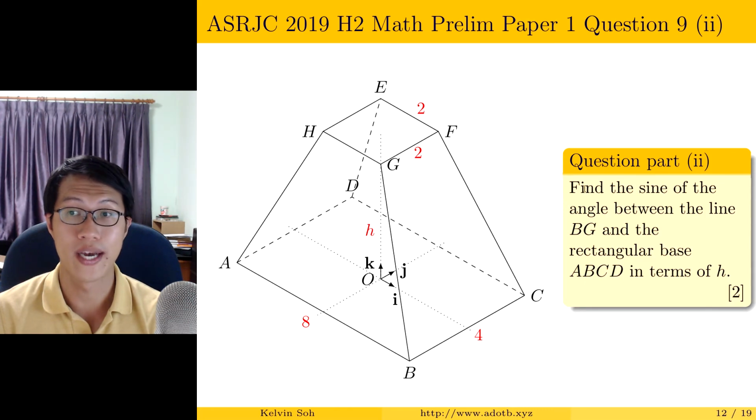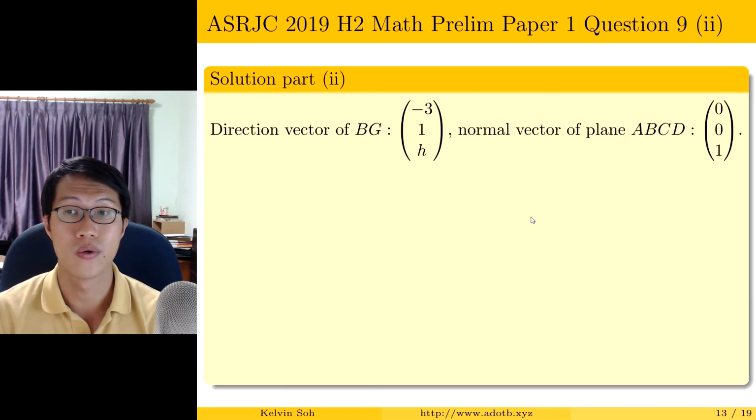For part 2, we are asked to find the sine of the angle between the line BG and the rectangular base ABCD in terms of h. We already have the equation of the line BG, and as we have earlier discussed, when we are talking about ABCD, which is a plane, the normal vector will often be the most useful. If we observe in this picture, the vector k is actually the normal vector to the horizontal base ABCD. So we have our direction vector of our line that we found earlier, (-3, 1, h), and then we have our normal vector of our plane, which is (0, 0, 1).